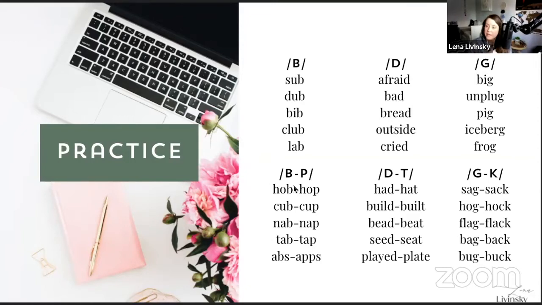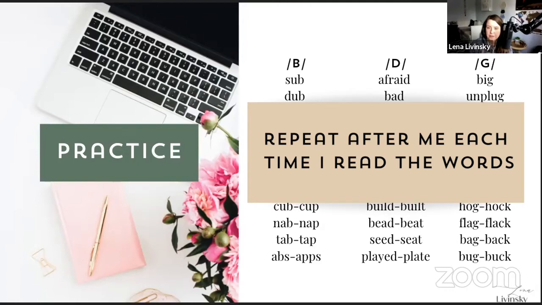Now D and T is the same thing. One of them is voiced, one of them is unvoiced. G, K. One of them is voiced, one of them is unvoiced. So minimal pairs, when you have two words together that are minimal pairs, the only difference between them is that one of the sounds is different, right? So in this case, it's just that voiced sound. So it's a good practice for you. So let's practice. I'm going to read the words up top, the b, d, and g words, and just repeat after me so you're able to do some practice for yourself.